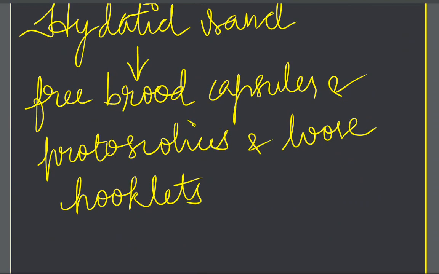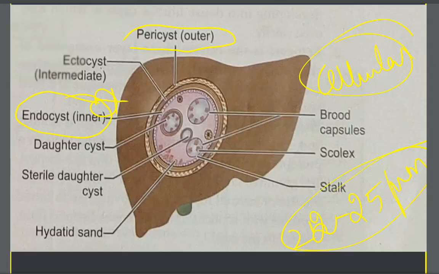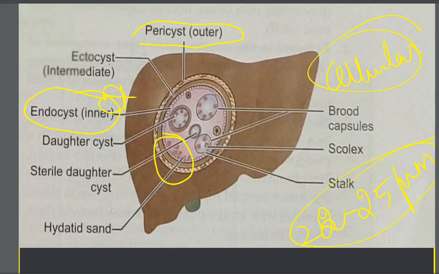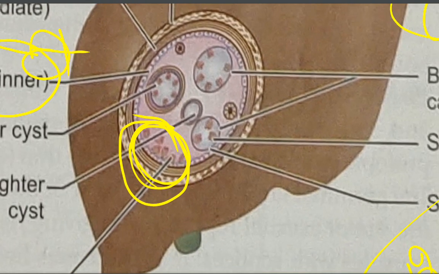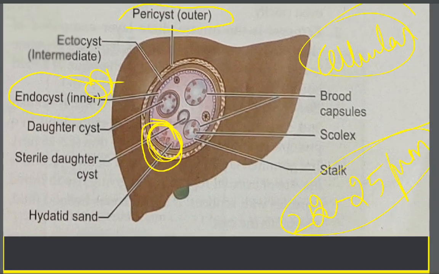Next, in hydatid cyst we can see granular deposits, also called hydatid sand. It is found at the bottom of the cyst. It consists of free brood capsules, protoscolices and loose hooklets. See in this image, these are the deposits. These are the hydatid sand that is present in the hydatid cyst.